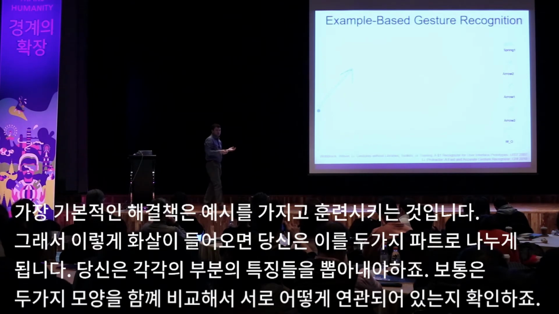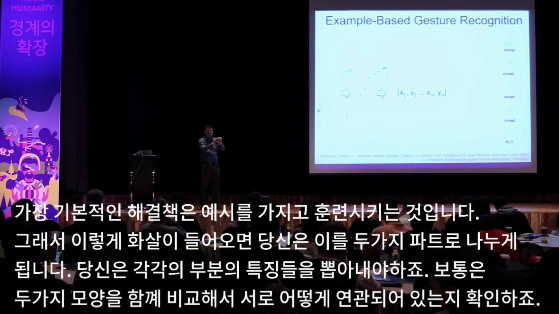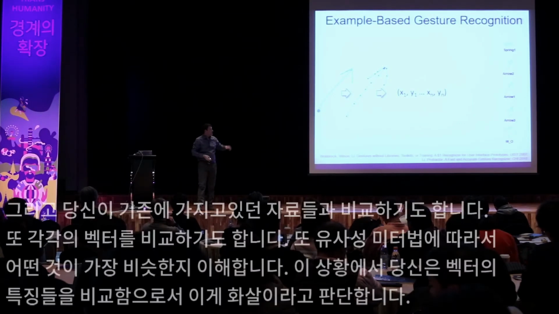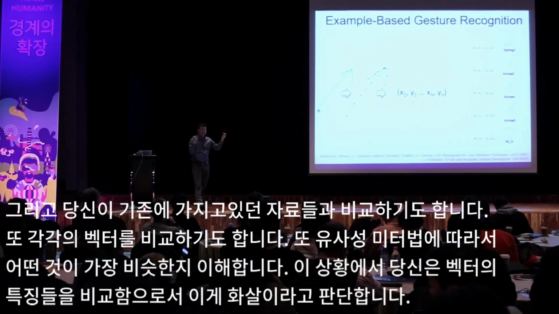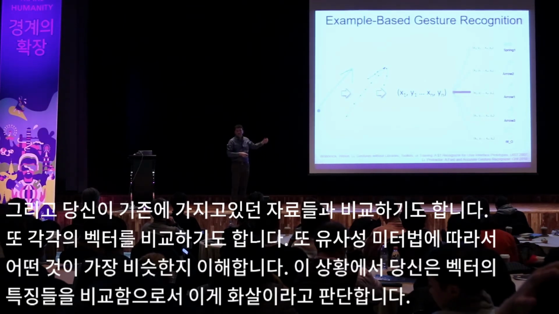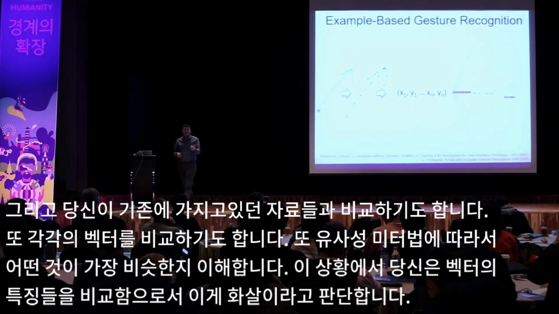The standard solution to this problem is example-based training. So this arrow comes in, you break it into parts, you compute features at each of those points, usually based on pairs of points and how they relate to each other. You have a library of examples, you have pre-computed these same features for each of those examples. You then compare these feature vectors to each other according to some similarity metric to figure out which one is most similar. And in this case, you decide that this is an arrow 1 because its feature vector is most similar to that other feature vector.